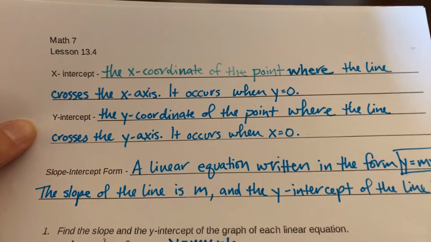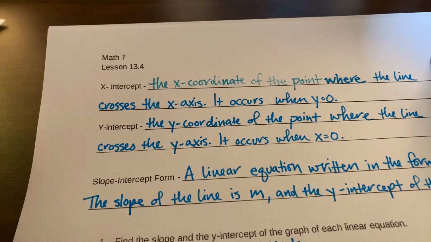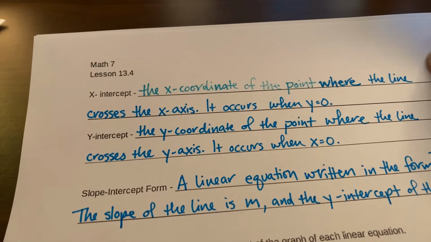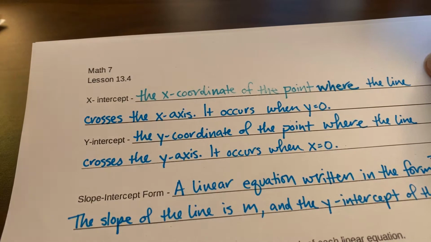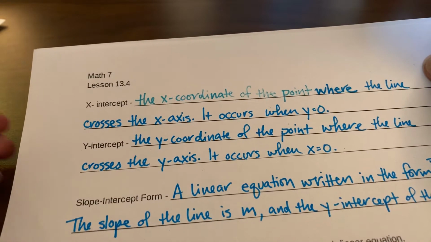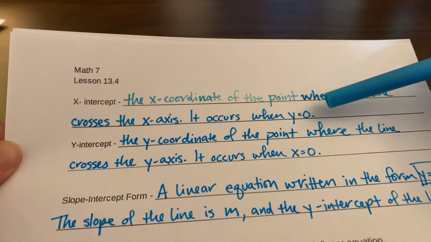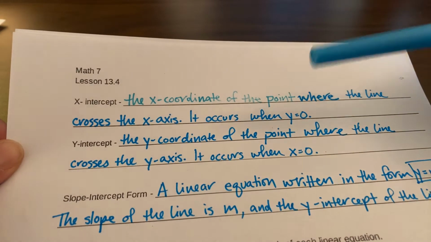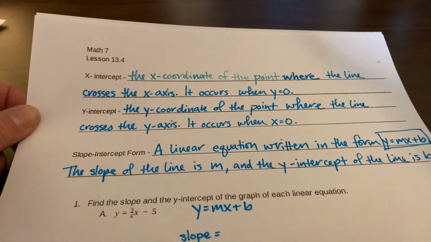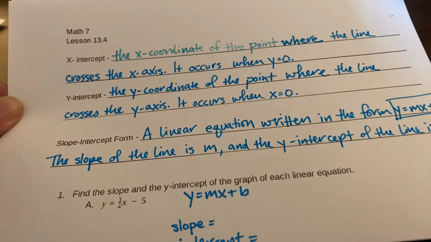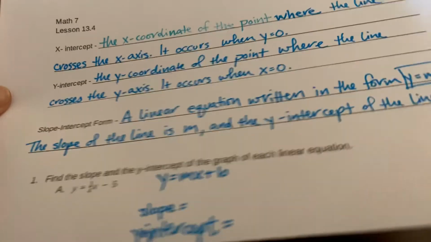Today we need to talk about slope-intercept form of an equation of a line. First, we need to discuss what an intercept is. The x-intercept of a line is the x-coordinate of the point where the line crosses the x-axis. It occurs when y is equal to 0. And the y-intercept is the y-coordinate of the point where the line crosses the y-axis. It occurs when x is equal to 0.